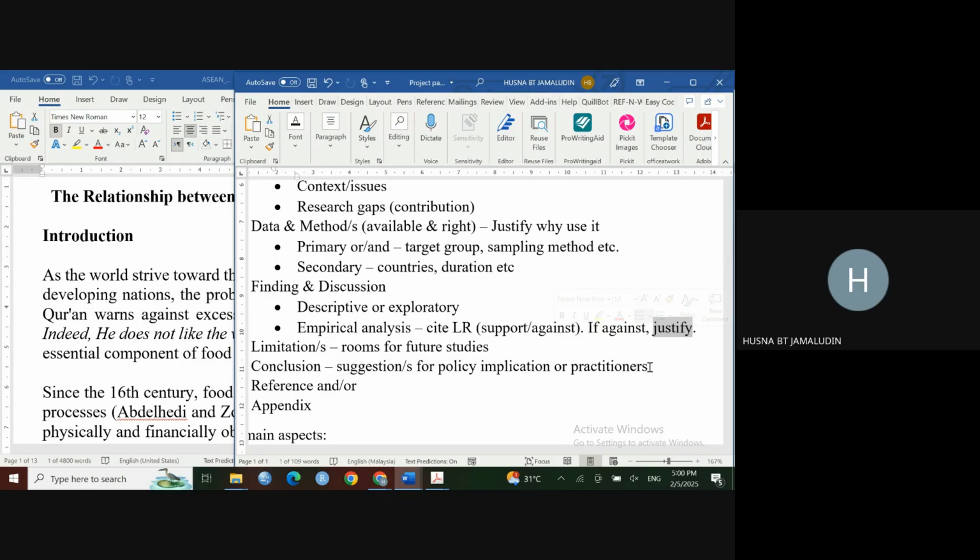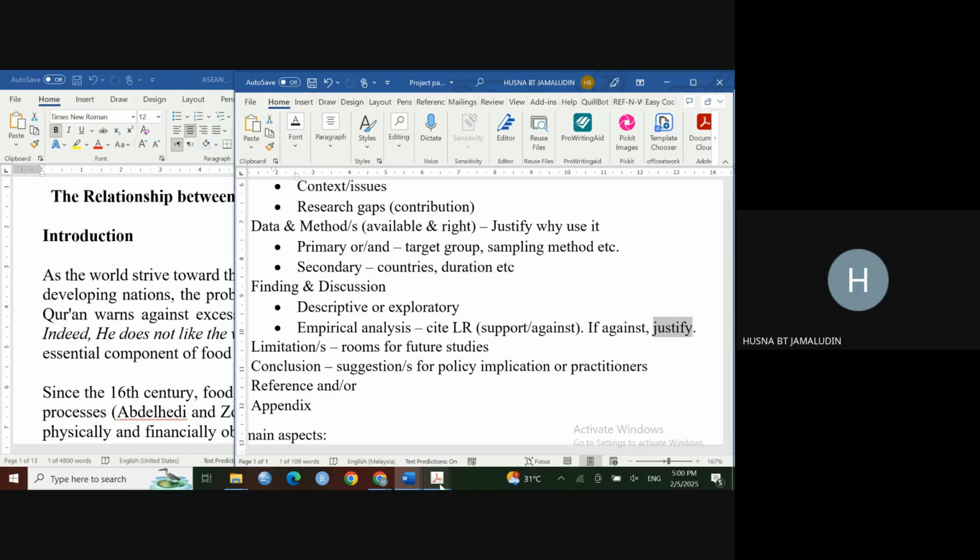Maybe they are using a smaller sample size. You are looking at a longer duration. They are using a different method. So you can justify. You have to justify why your result is different. Okay, so that is the empirical one.